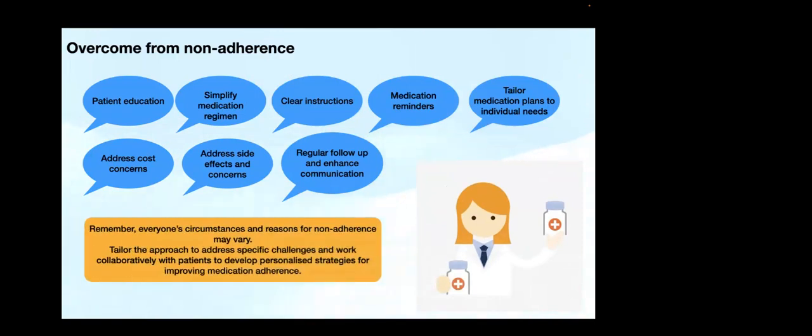Remember, everyone's circumstances and reasons for non-adherence may vary. So we have to follow an individualized, customized plan for the patient to avoid medication non-adherence. Now that is the end of our topic discussion, and there are some other drug related problems, for example overuse leading to toxicity, abuse, addiction. We can do a separate discussion on abuse and addiction, right? Or inappropriate medication use, again a major drug related problem nowadays.